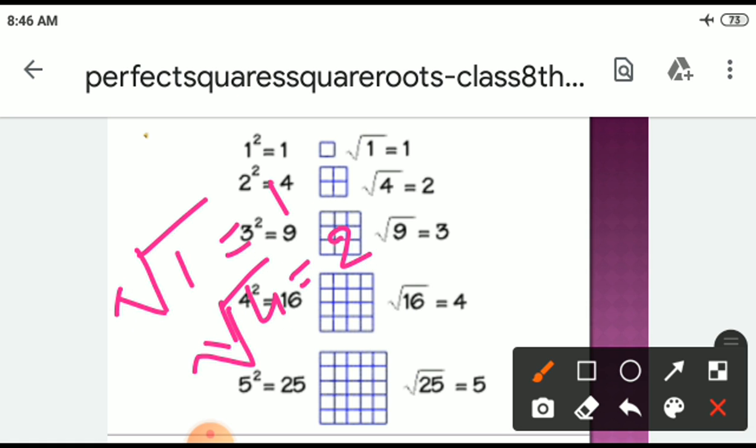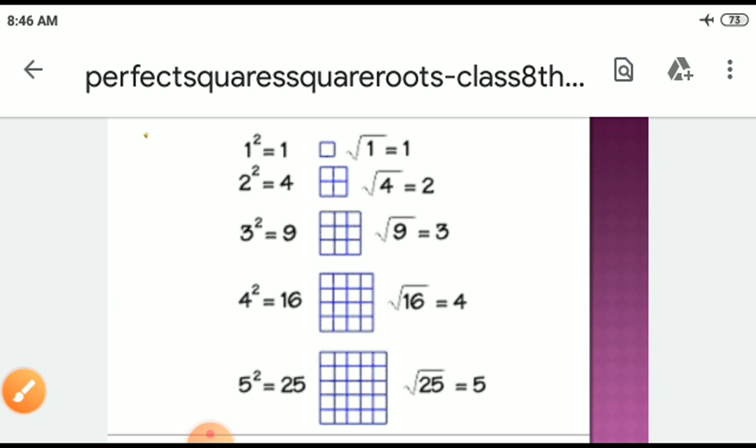So be careful about squares and square roots. Roots are smaller numbers. Look at the 4: 4 square is 16 and 16 square root is 4. So vice versa, you can see these things in your own way.